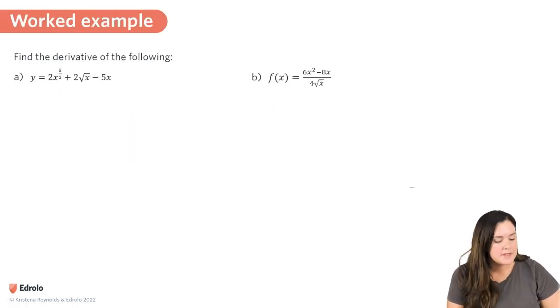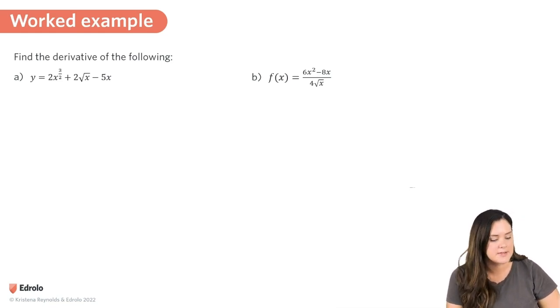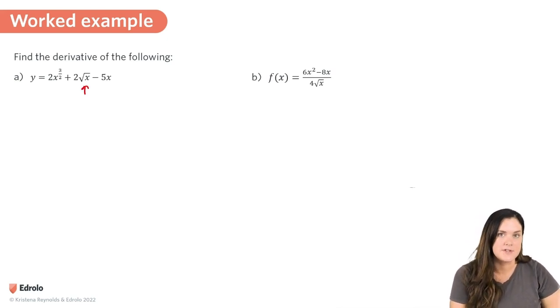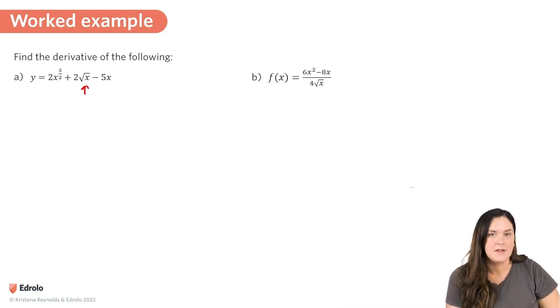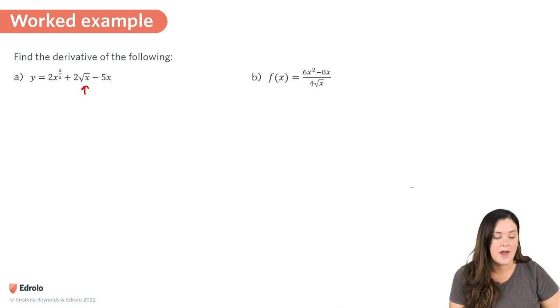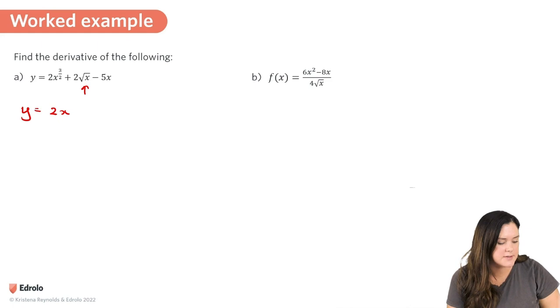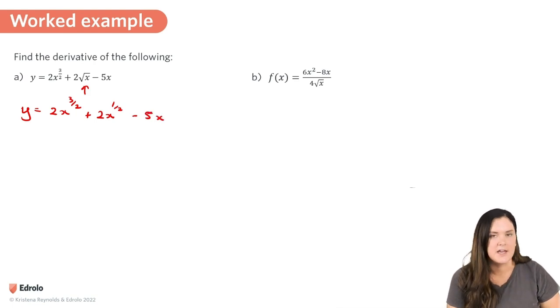So putting this into practice, our first example here, we've got y equals 2x to the power of 3/2 plus 2 times the square root of x, take away 5x. The first thing we're going to have to do is change this square root of x. So as we saw from the previous video, that square root of x is the same as x to the power of a half. So I'm just going to rewrite that. So we get y equals 2x to the power of 3/2 plus 2x to the power of a half, and then take away 5x. So now we've got it into something a bit more workable. We can differentiate from here.